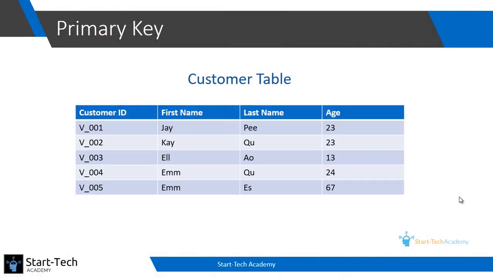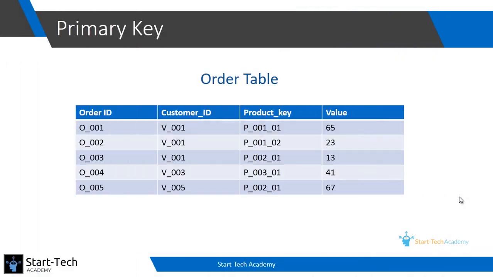So suppose I own a grocery store and I have a unique customer ID for each customer visiting my store. My customer ID can be used as a primary key of my customer table. And suppose I am recording each order of these customers in my order table and assigning an order ID to uniquely identify each order. My order ID can be used as a primary key for my order table.